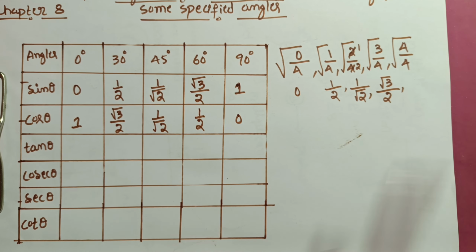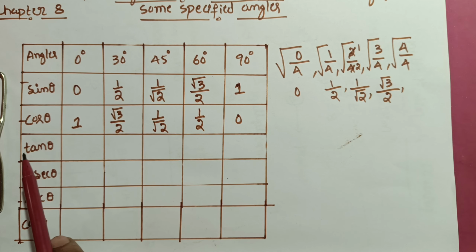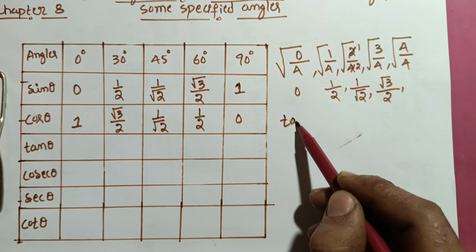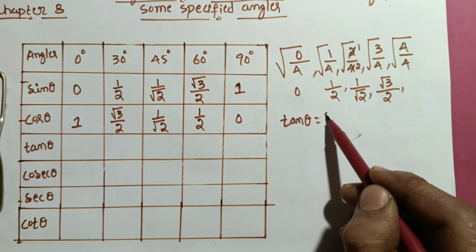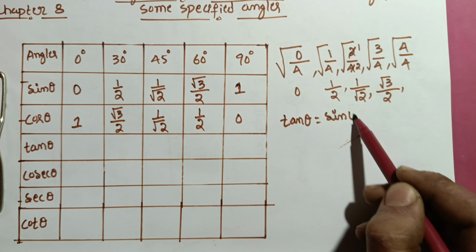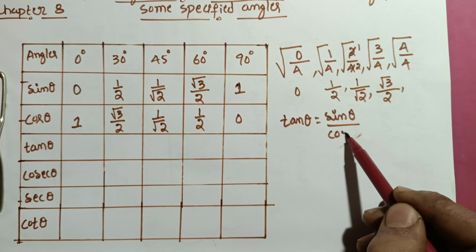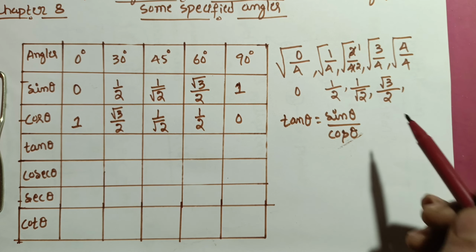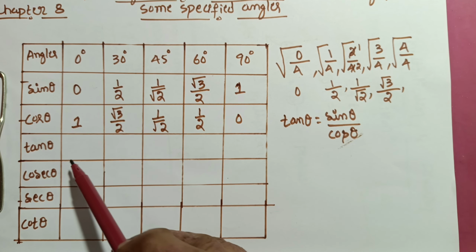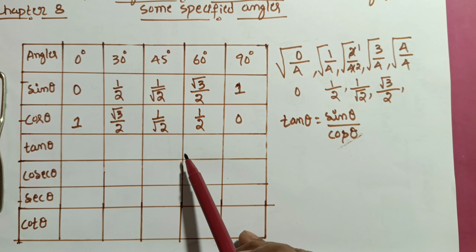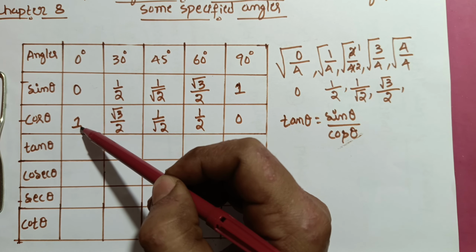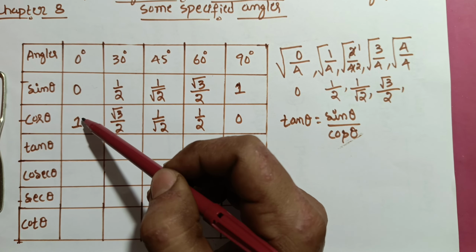Now let me go for tan theta. The basic definition of tan is the ratio of sin theta divided by cos theta. This is one of the trigonometric identities. So to write all the tan values, what we need to do is divide this number by this number, and this number by this number.